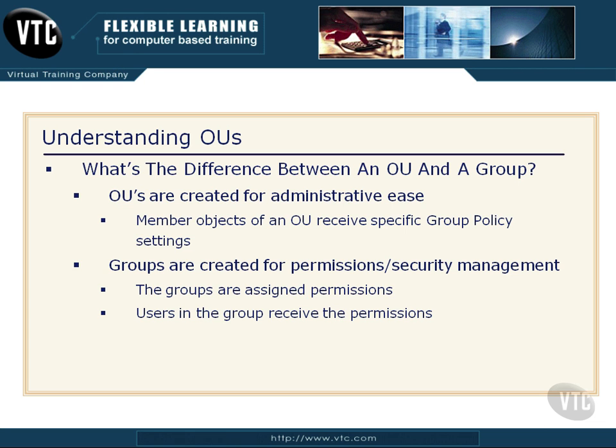We put users or other groups into a group because we want to assign certain permissions and give them certain access to different resources. So just remember, OUs are for administrative purposes, groups are for permissions and security. If you can remember that, you can tiptoe through a lot of these questions and come up with the right answer.